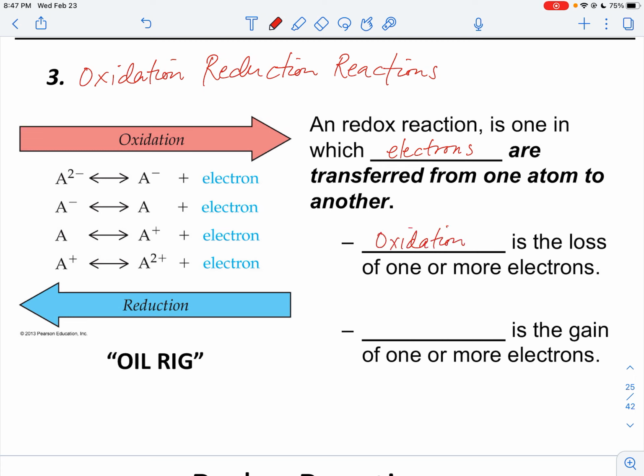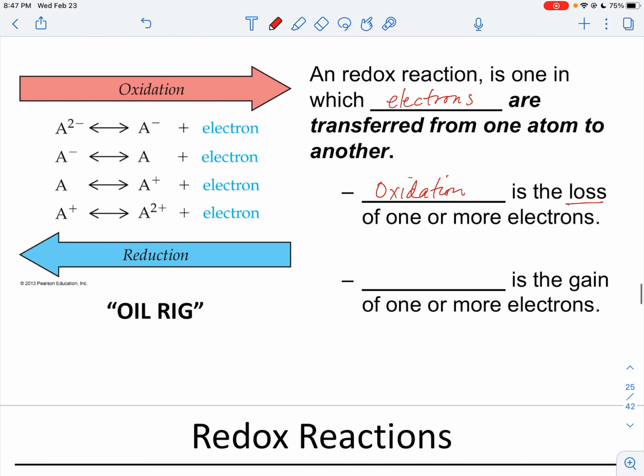So oxidation is the loss of one or more electrons, meaning the atom or element is giving away one or more electrons, okay? And then reduction is the gain of one or more electrons, okay? Now I want you to think about what happens to your charge if you give away electrons.